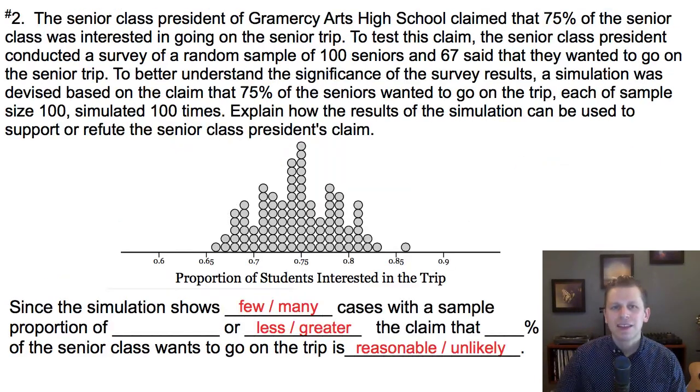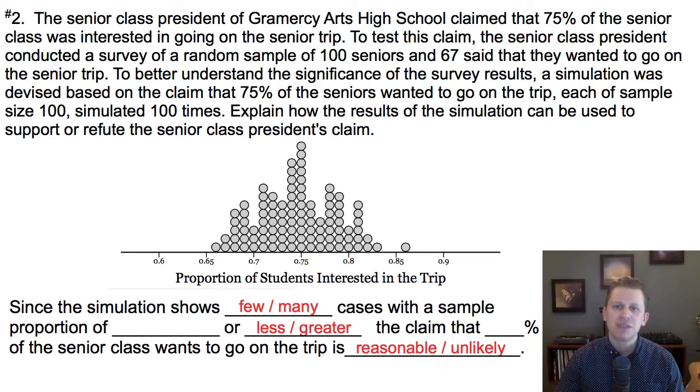Let's try another example. This question reads, the senior class president of Gramercy Arts High School claimed that 75% of the senior class was interested in going on the senior trip. To test this claim, the senior class president conducted a survey of a random sample of 100 seniors, and 67 said they wanted to go on the senior trip. To better understand the significance of the survey results, a simulation was devised based on the claim that 75% of the seniors wanted to go on the trip. Each sample of size 100 was simulated 100 times. Explain how the results of the simulation can be used to support or refute the senior class president's claim.